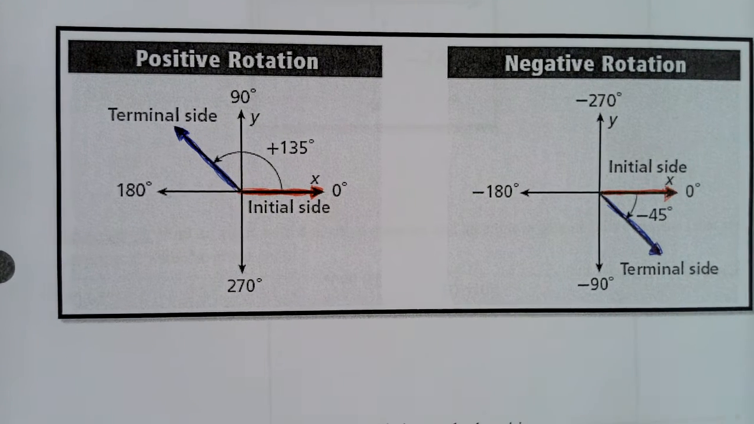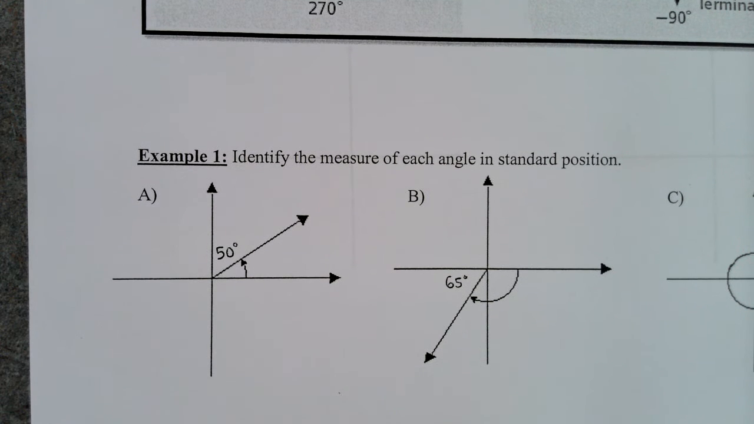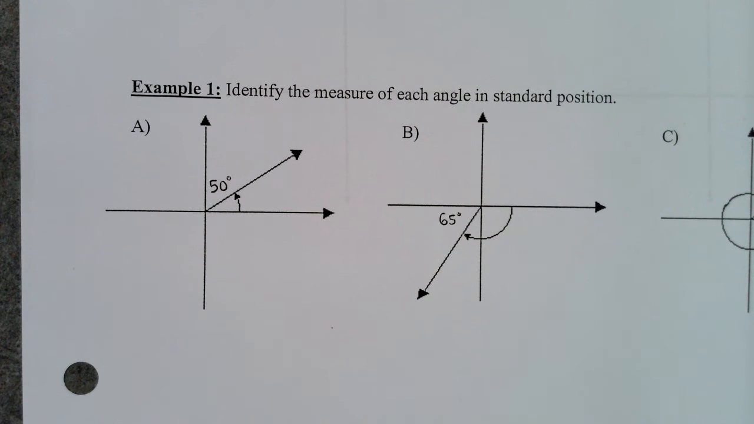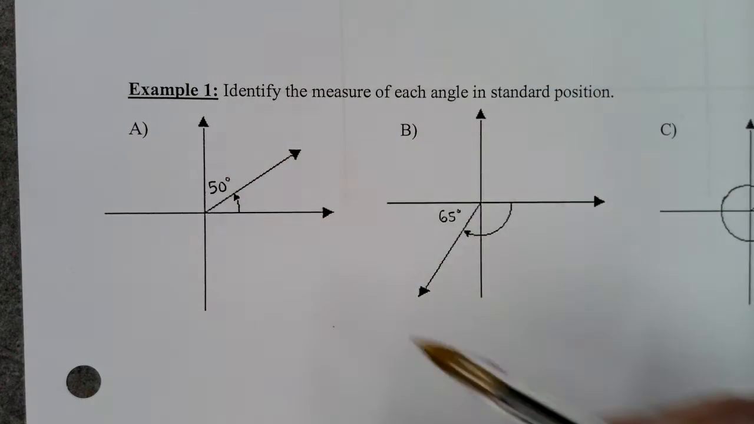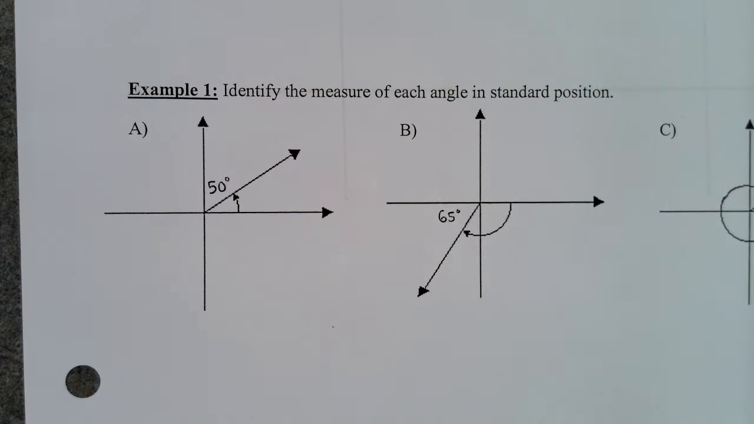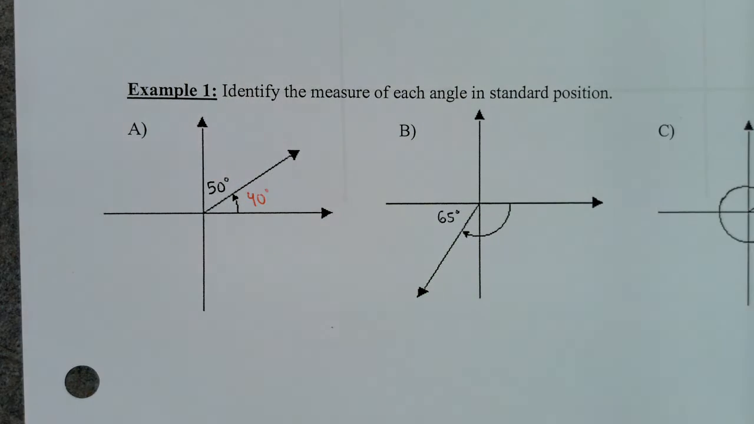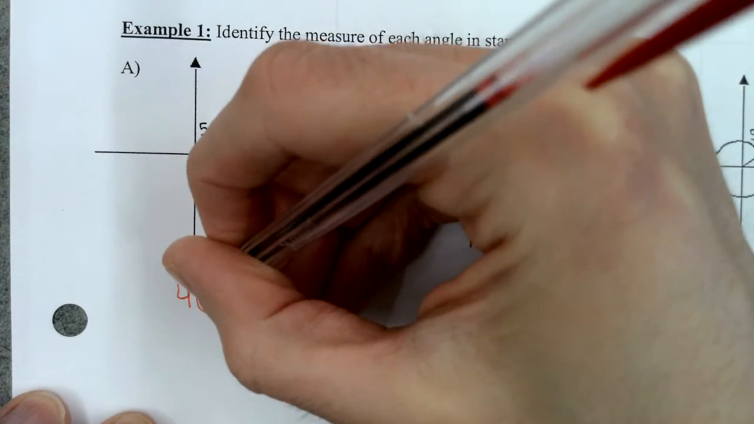So here you go, example 1. Identify the measure of each angle in standard position. So be careful. Notice, look at the way the arrow is going. Okay, so you want this angle right here, from here to here. Okay, you know this entire quadrant is 90. If this part is 50, then this part right here has to be 40 degrees. So that's the answer, 40 degrees. I'll label that down below. That's the answer.